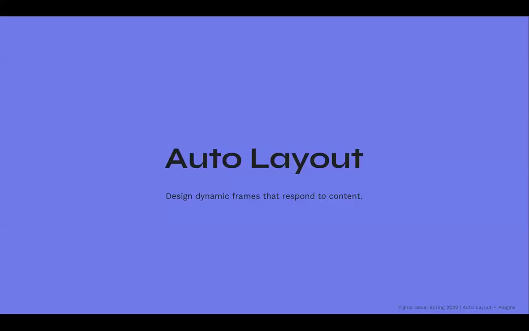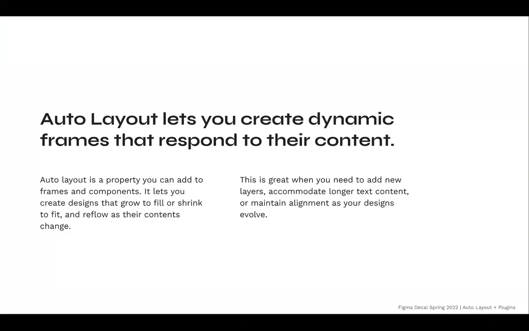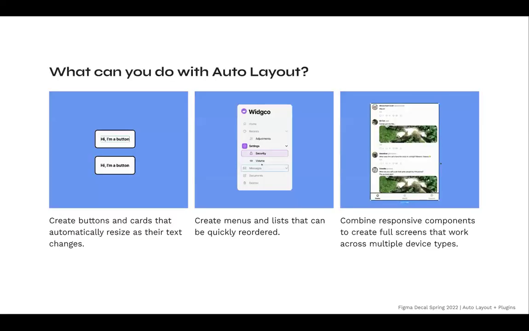So auto layout. This is design dynamic frames that respond to content. Auto layout essentially lets you create dynamic frames that respond to their content. Basically, this means frames that can move along with what you're creating. It's a property that you can add to frames and components, and it lets you create designs that grow to fill or shrink to fit, and they reflow as the content that you're creating changes. This is really great when you need to add new layers, accommodate longer text content, or maintain alignment as your designs evolve.